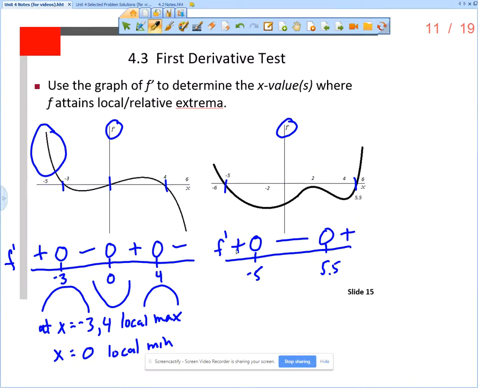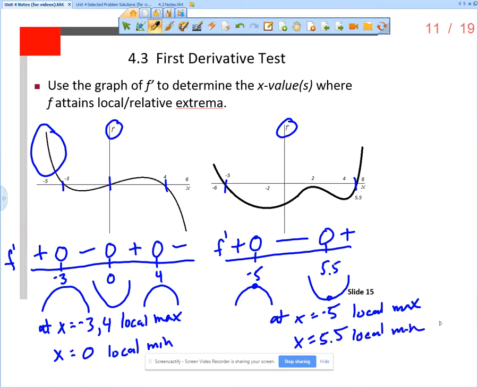So what's going on at negative 5? Positive derivative to negative, meaning positive to negative, meaning local max. What is it at 5.5? Negative derivative to positive, so local minimum, right? So we can say at x equals negative 5, local max, and at x equals 5.5, local minimum. All right, so that is evaluating it graphically.